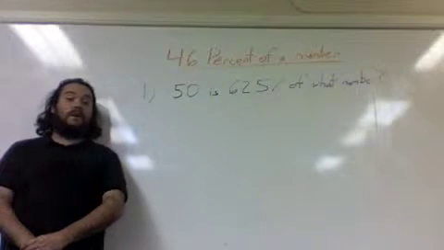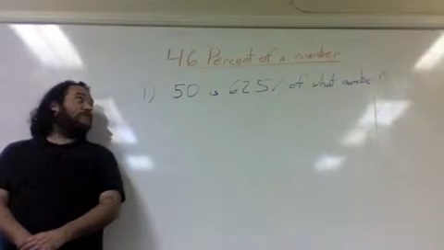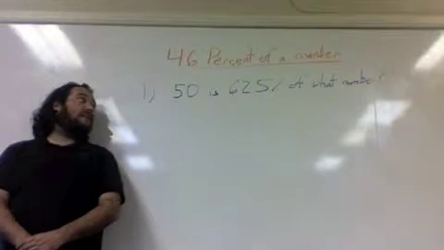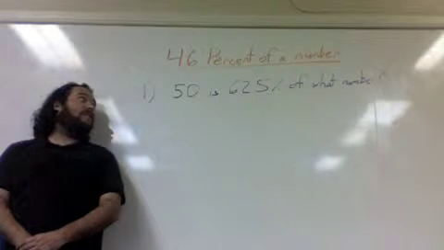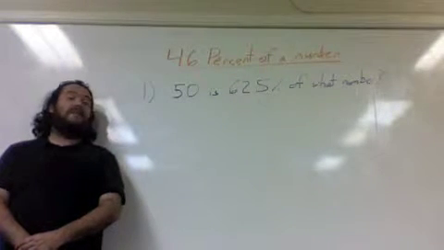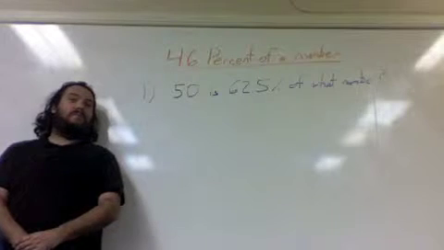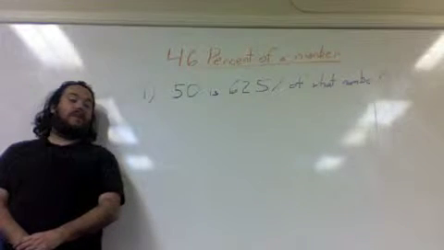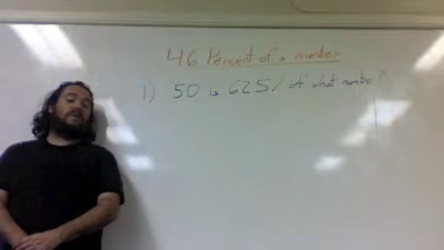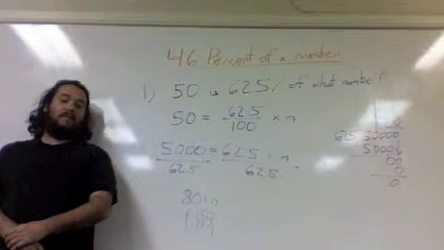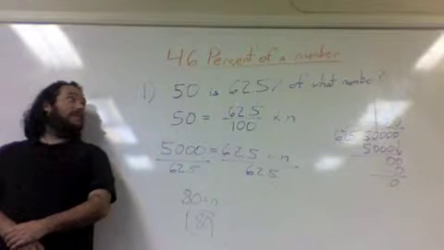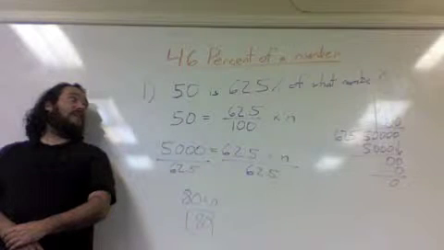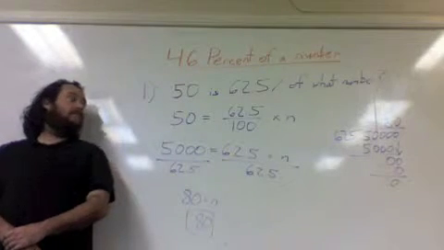All right, here's a tough one I want you to try on your own. 50 is 62 and 5/10% of what number? 50 is 62.5% of what number? Pause now, and when you hit play, I will give you the answer. The answer to this problem is 80. 50 is 62.5% of 80.